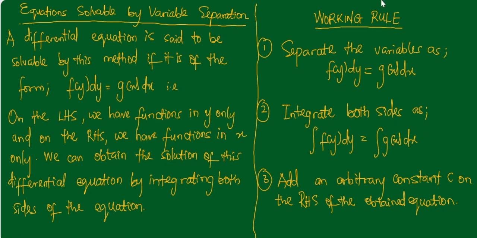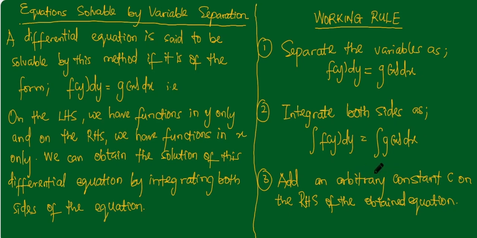And here we have our working rule for this method. The first thing we have to do when given differential equations of this form is separate the variables in the form f(y) dy equals g(x) dx. After that, we integrate both sides, and we have the integral of f(y) with respect to y equal to the integral of g(x) with respect to x. Then we add an arbitrary constant to the right-hand side of the obtained equation.